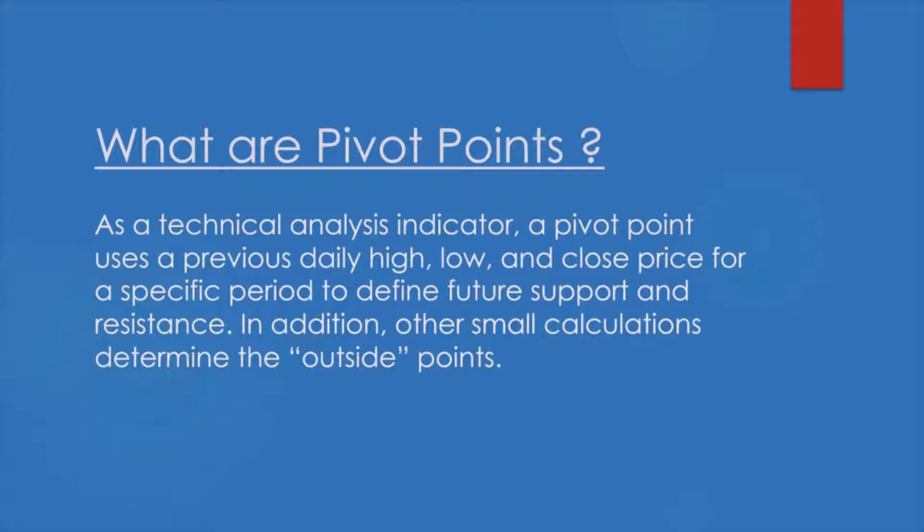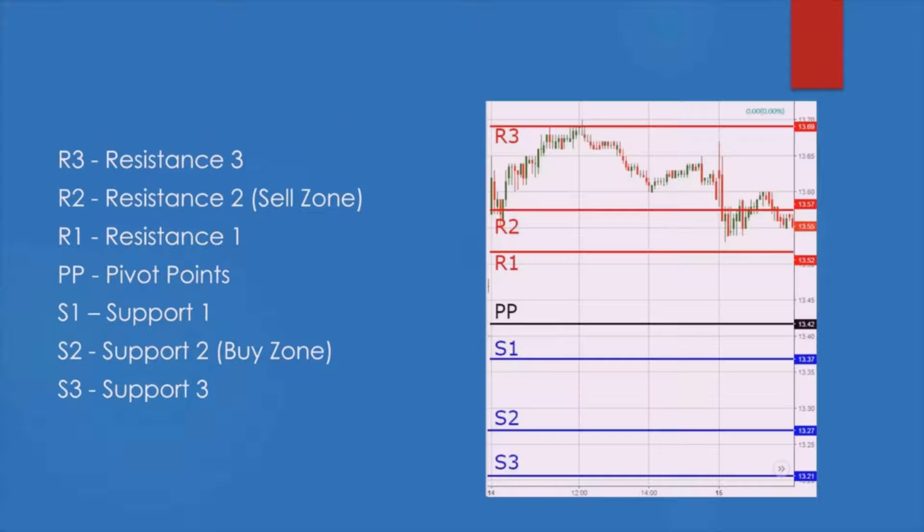In addition, other small calculations determine the outside points. The levels you see in front of you represented on the chart are what we call the pivot points. We use R1, R2, and R3 to represent the resistance, as well as S1, S2, S3 to represent the supports. In the middle we have the main pivot point.